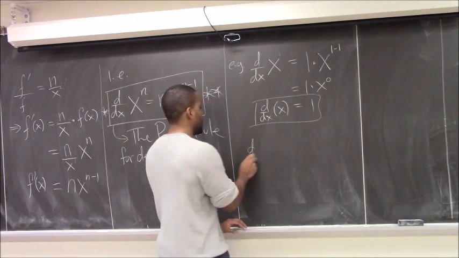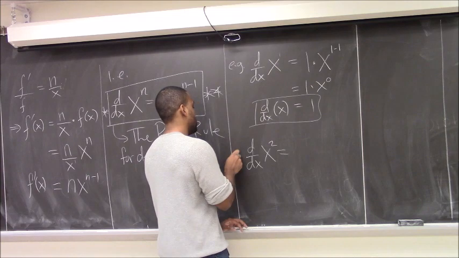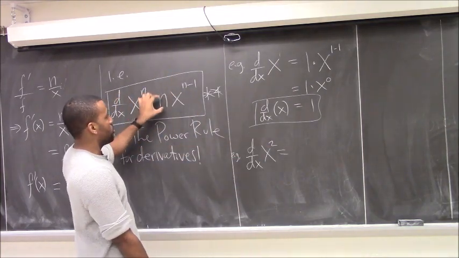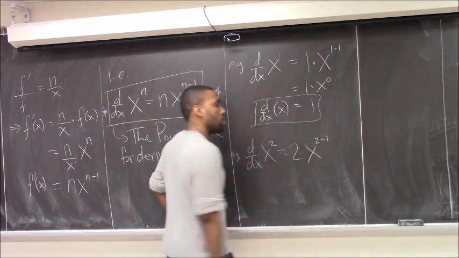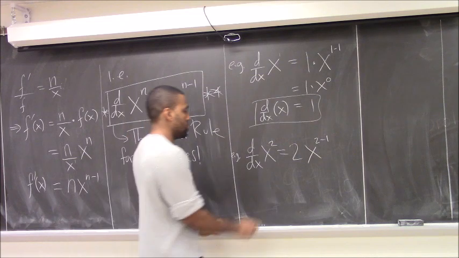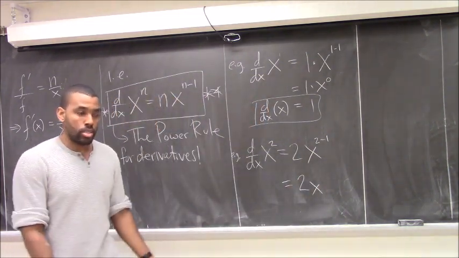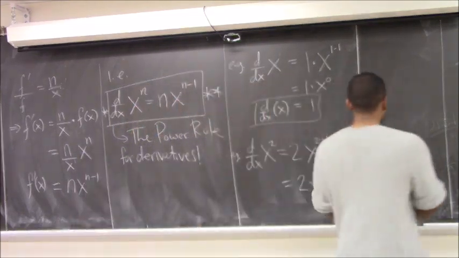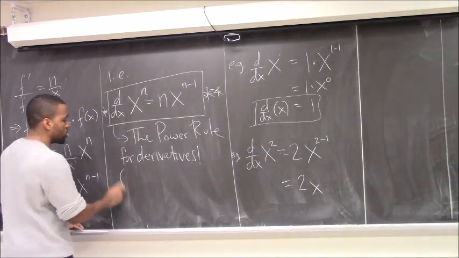I can also show that the derivative of x squared, well, in this case, my n is 2. I'm going to take that 2, bring it down in front, and then take 2 minus 1. So that gives you 2x. The derivative of x squared is 2x. Again, we already knew that, but we can literally do it in one step now. This is the power of the power rule.